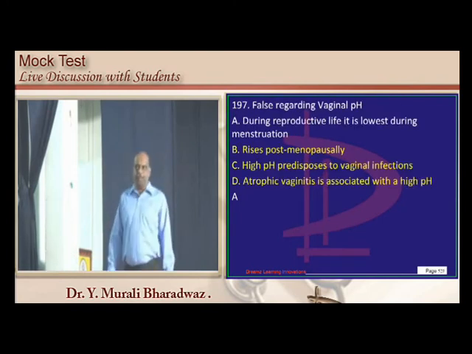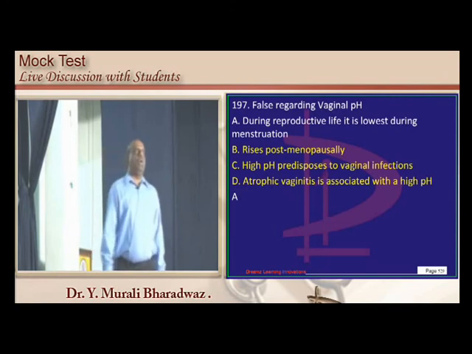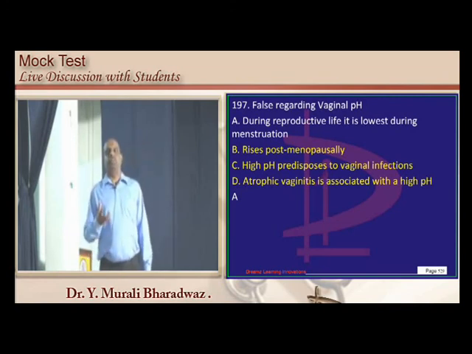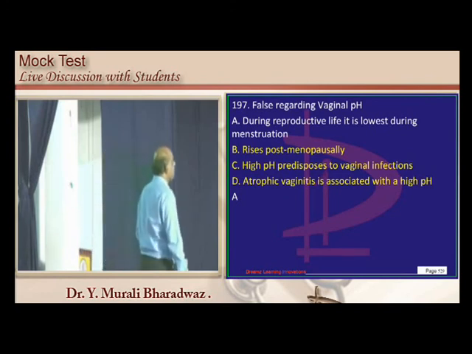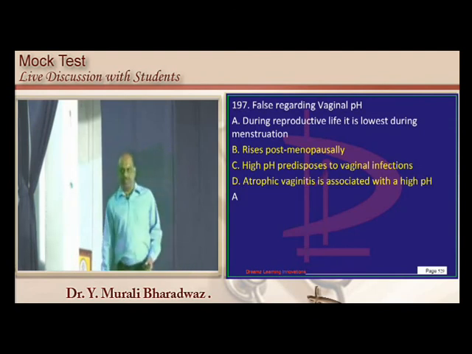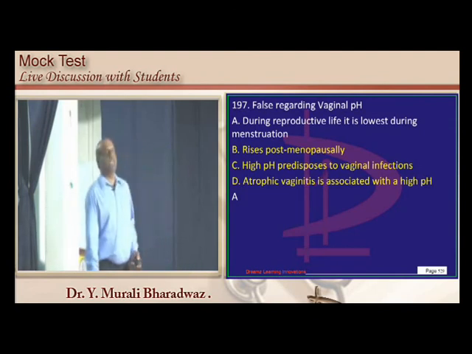Now if you look at vaginal pH, how do you describe the menstrual products? Are they alkaline or acidic? They are typically alkaline in nature. So both cervical and menstrual discharges are alkaline, hence they will increase the vaginal pH, is what you have to appreciate.